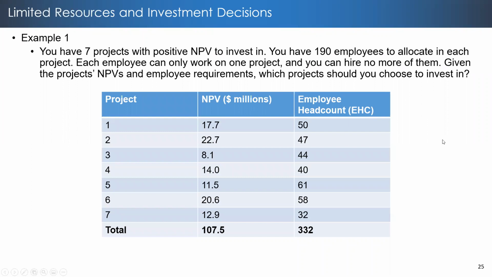And here's an example. Feel free to pause the video here and look at this example yourself, and spend maybe 1 or 2 minutes to calculate the profitability index for this one. You have 7 projects, you know the net present value for each project, and instead of having a budget for money here, we have a budget for our labor, employee headcount. There are only a limited number of people that you can assign to different projects.